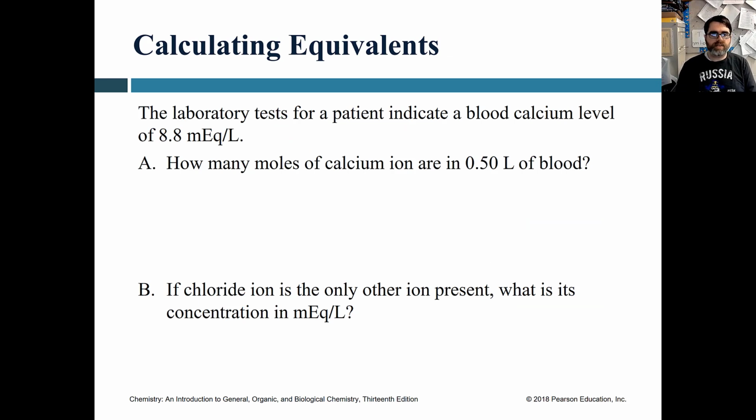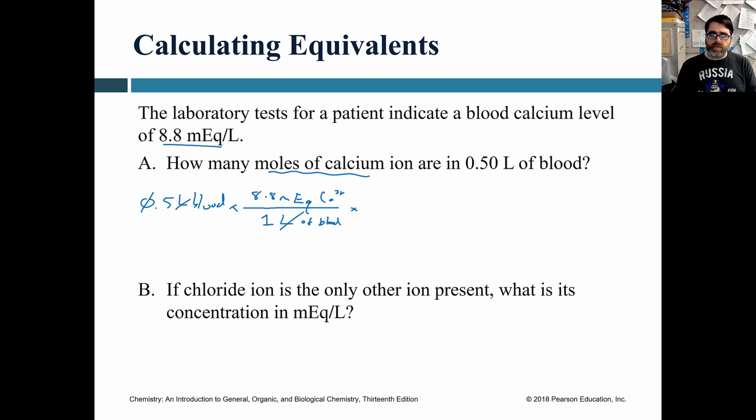Here then we have a certain amount of calcium that is in the blood, and we want to know how many moles of calcium there are. So we're going to start with that 0.5 liters of blood, and using blood as a chemical label just amuses me for some reason. But here we have the 8.8 milliequivalents of calcium in 1 liter of blood. And so our liters are going to cancel out there.